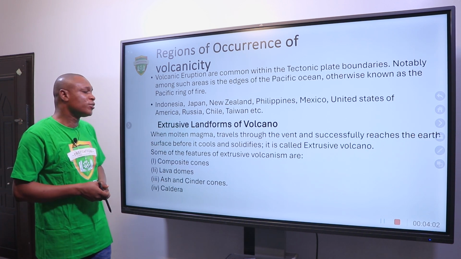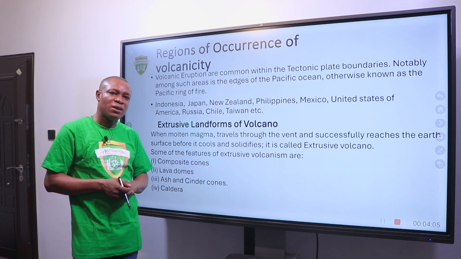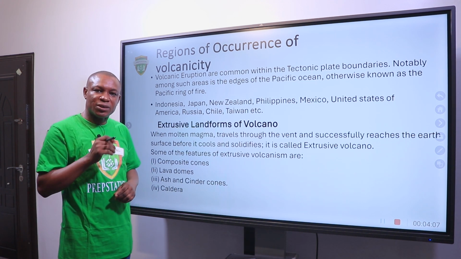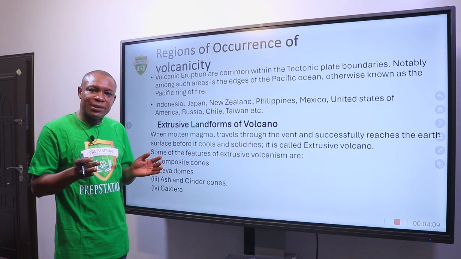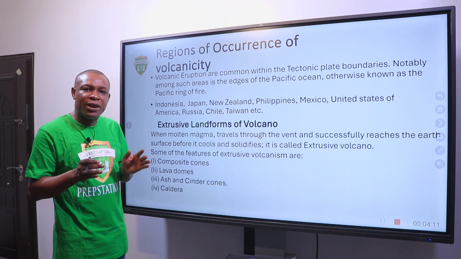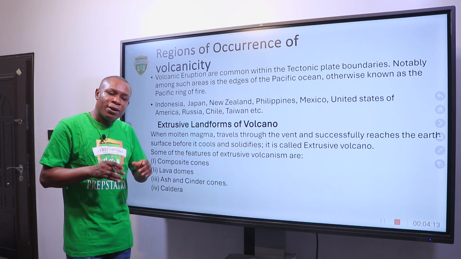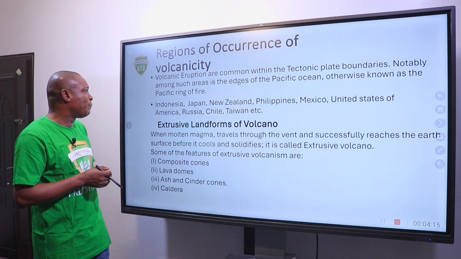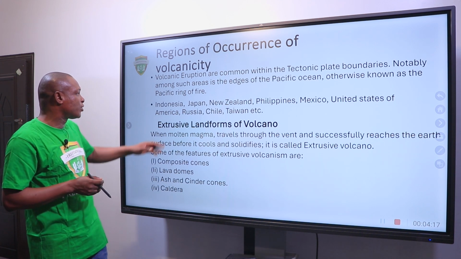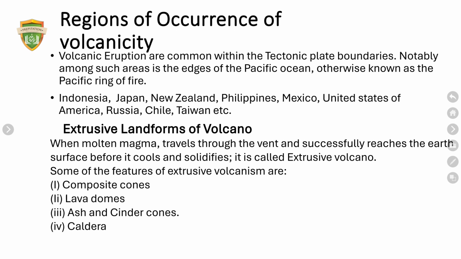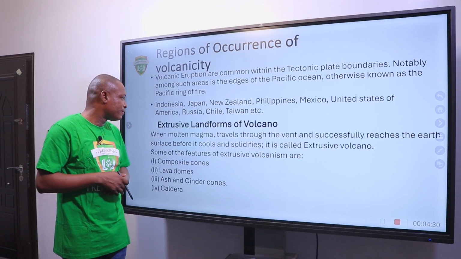Regions of occurrence of volcanicity. Volcanic eruptions are common to places around the Pacific Ring of Fire, such as Indonesia, Japan, New Zealand, Philippines, Mexico, United States of America, Russia, Chile, and Taiwan.